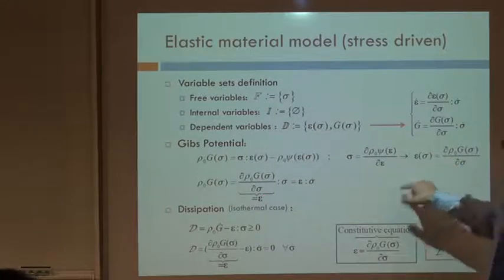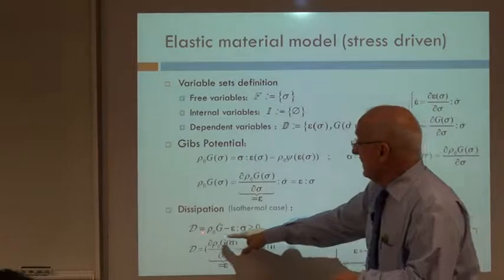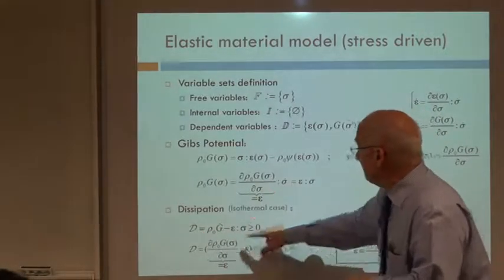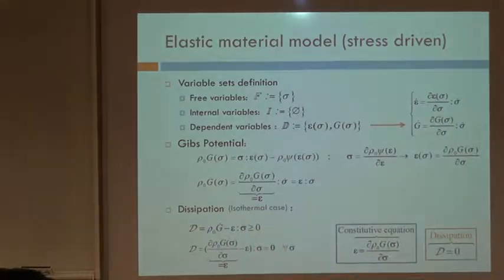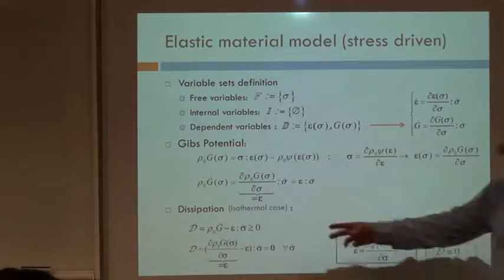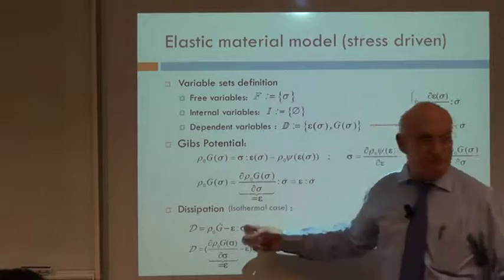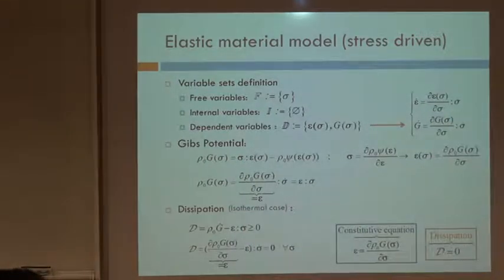So the expression of the dissipation is rho 0 G dot, which is epsilon times sigma dot, minus epsilon times sigma dot. What is this? Epsilon times sigma dot minus epsilon times sigma dot is 0. So dissipation is 0. I didn't postulate that. I have obtained that as a result.